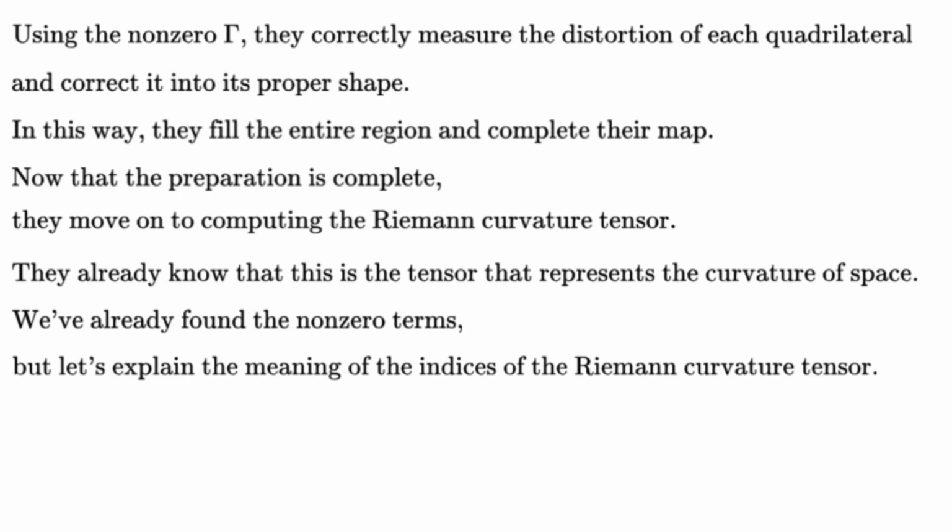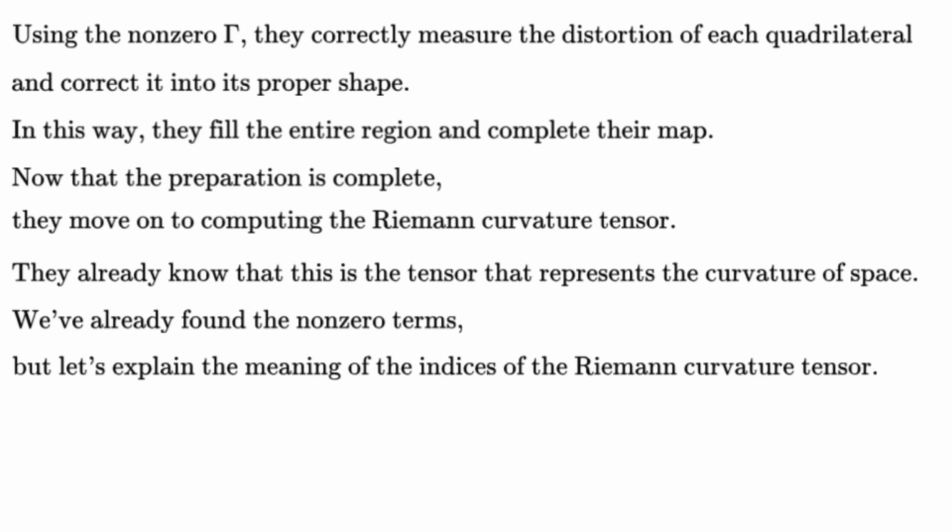Using the non-zero gamma, they correctly measure the distortion of each quadrilateral and correct it into its proper shape. In this way, they fill the entire region and complete their map. Now that the preparation is complete, they move on to computing the Riemann curvature tensor. They already know that this is the tensor that represents the curvature of space.